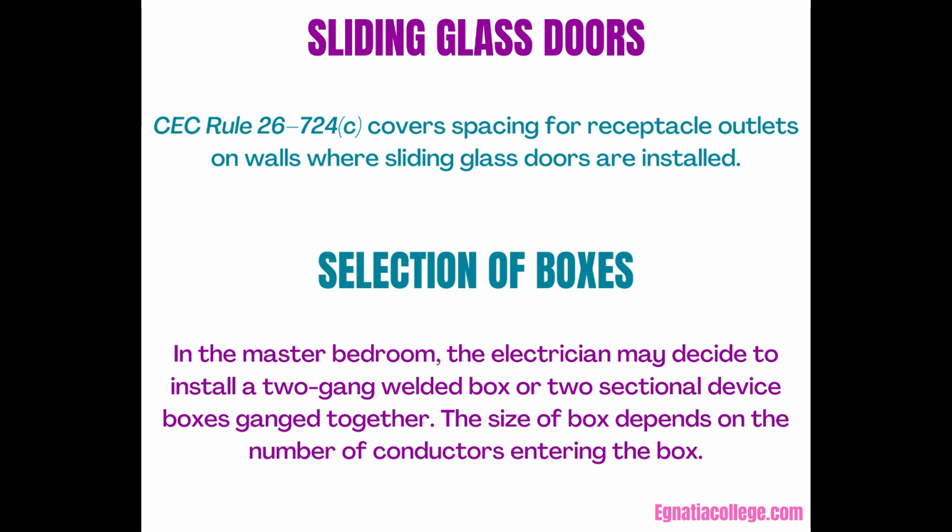Sliding glass doors. CEC Rule 26-724(c) covers spacing for receptacle outlets on walls where sliding glass doors are installed. Selection of boxes. In the master bedroom, the electrician may decide to install a 2-gang welded box or 2 sectional device boxes ganged together. The size of box depends on the number of conductors entering the box.